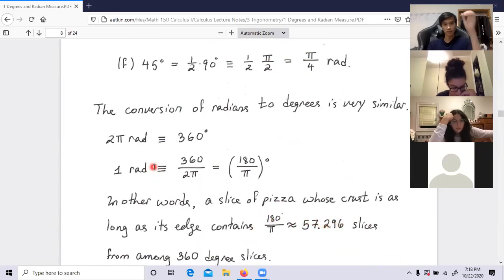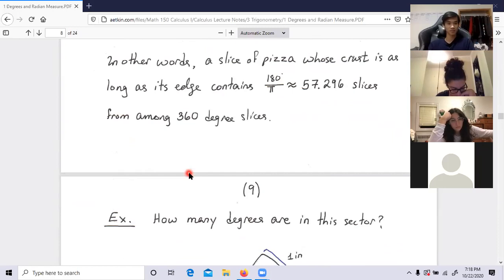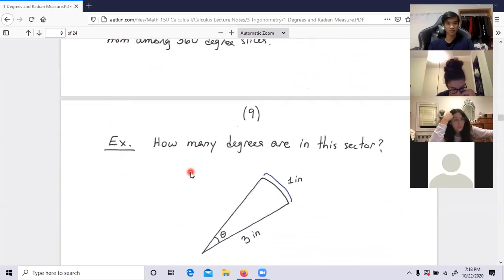Basically that means that a slice that contains 1 radian of a crust is big enough to contain 57.296 Babylonian slices. Good? You understand it, guys? Now here is this question.